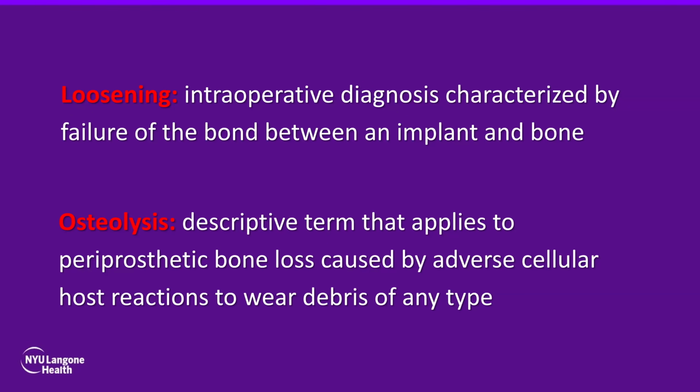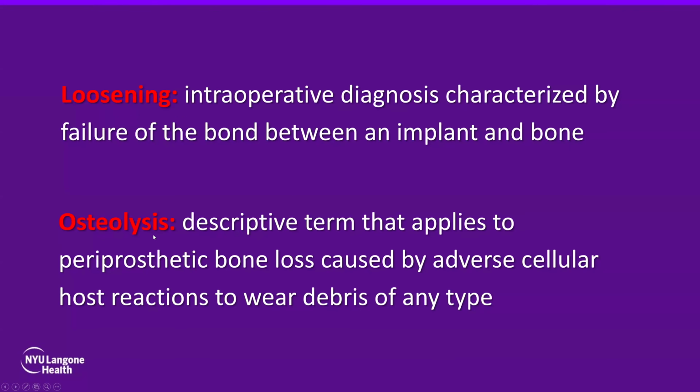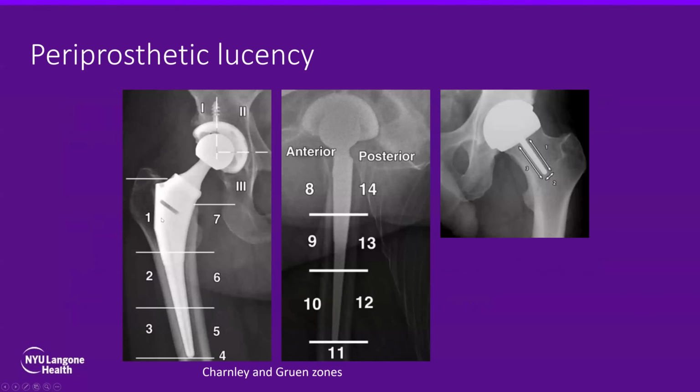It can be caused because of infection. It can be because of metallosis that we discussed. It can be because of the particle disease, like reaction to polyethylene. So this is just a descriptive term. And technically osteolysis is a form of periprosthetic lucency. So in your radiology report, when you want to just say that there is osteolysis in one particular area, we use this terminology.